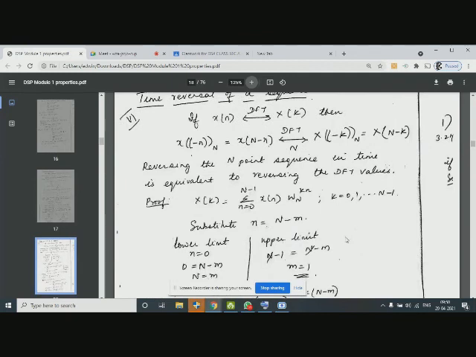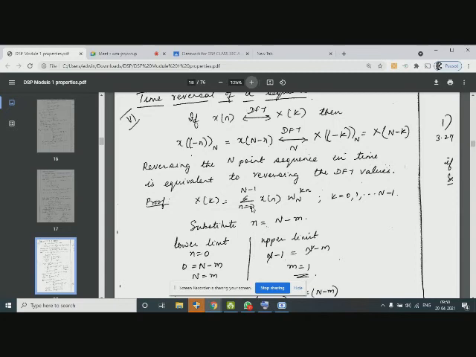Got it, all of you? Please concentrate and try to understand. So x of n minus n term you want, n minus k you want. So what you're going to do is substitute, instead of small n, n minus some m value. Now according to this, substitute the limits.